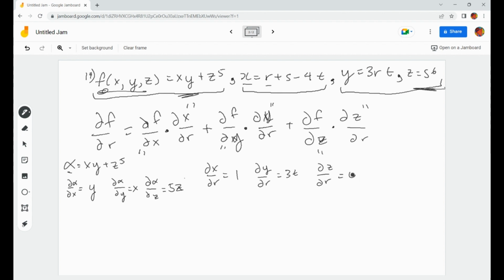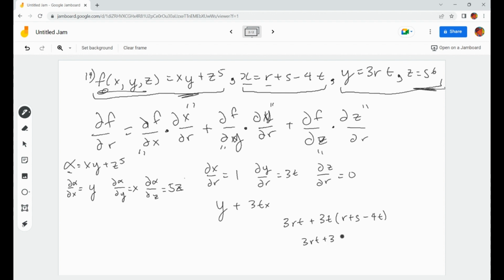dz equals 0. Now you need to multiply each of them, which gives you y plus 3tx plus 0, multiply 0, so it's just 0. So I need to get x here. So y first is 3rt plus, what is this? What am I looking at? 3t, where's the x? Parentheses by r plus s minus 4t. You probably can simplify that more.